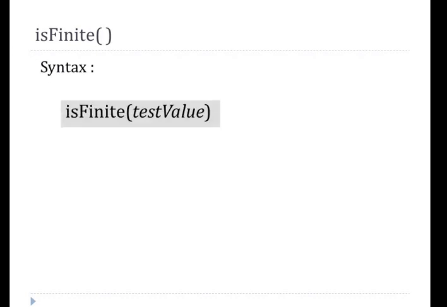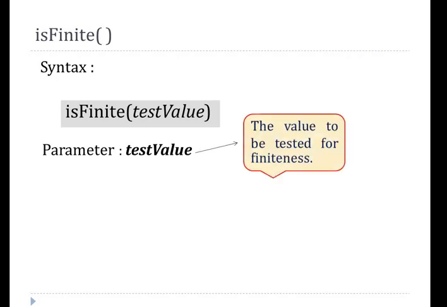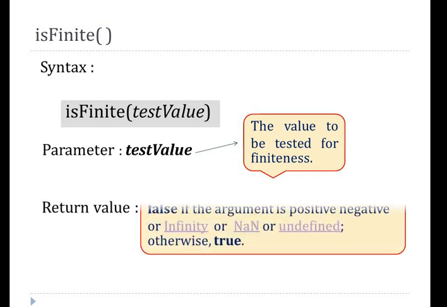Now the isFinite function. Let's see the syntax. isFinite is the function name, and you have to pass one parameter, which is a test value. That means you are applying some test condition over there. This value is to be tested for its finiteness. The return value is a Boolean object: false if the argument is positive or negative infinity, or not a number, or undefined. Otherwise it will return true.